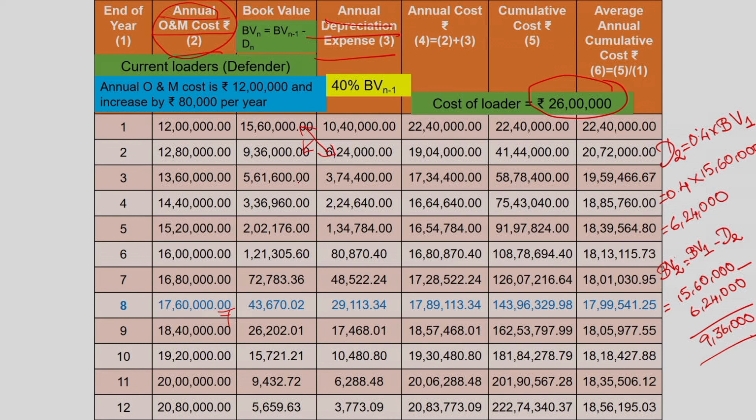Similarly, when you calculate the book value for the third year, you have to subtract the depreciation for the third year from the book value of the second year. That will give you the book value of the third year. So this is how you have to calculate.